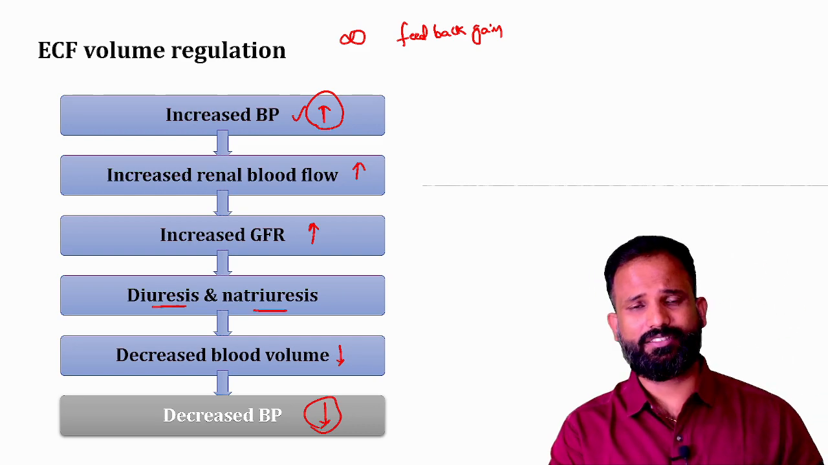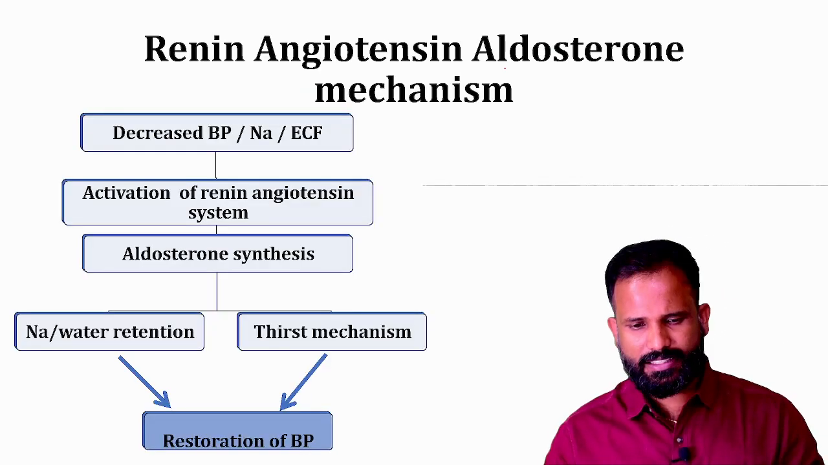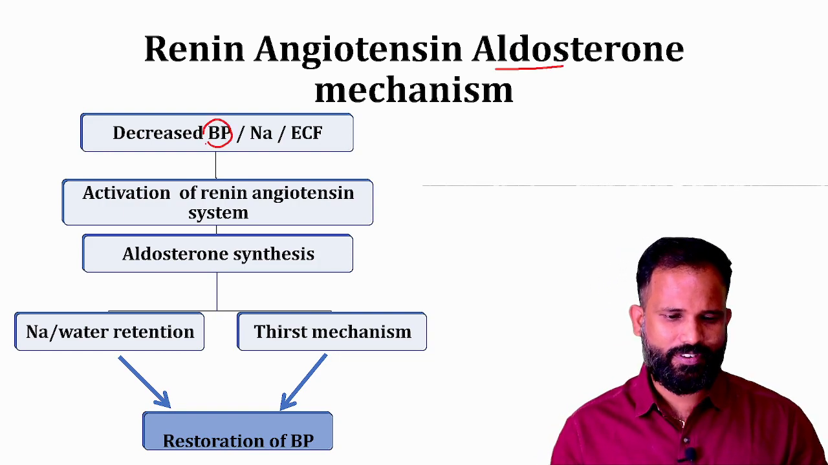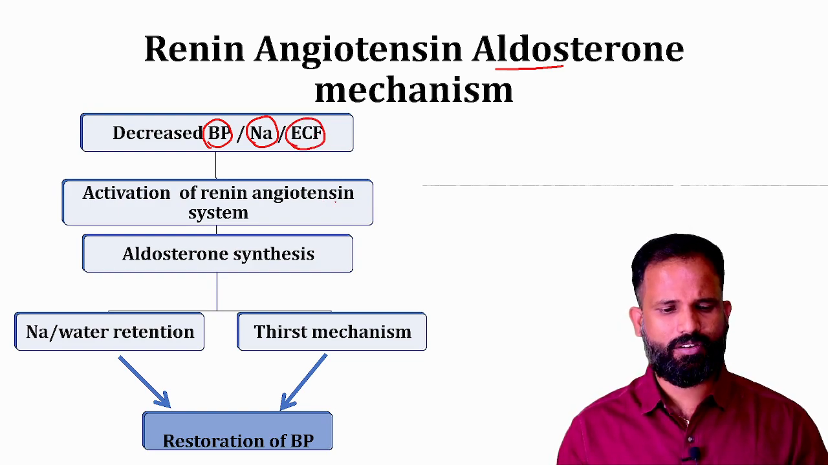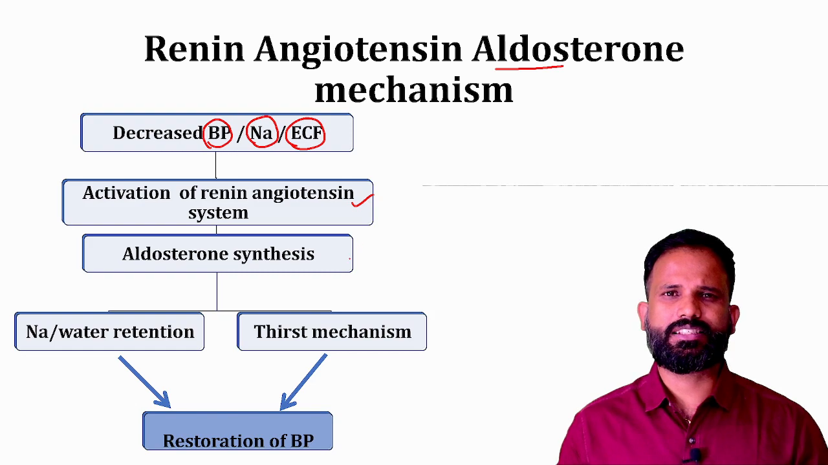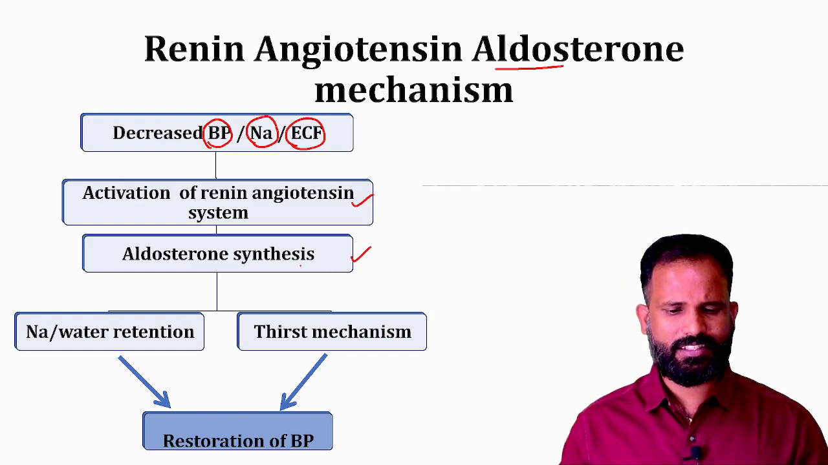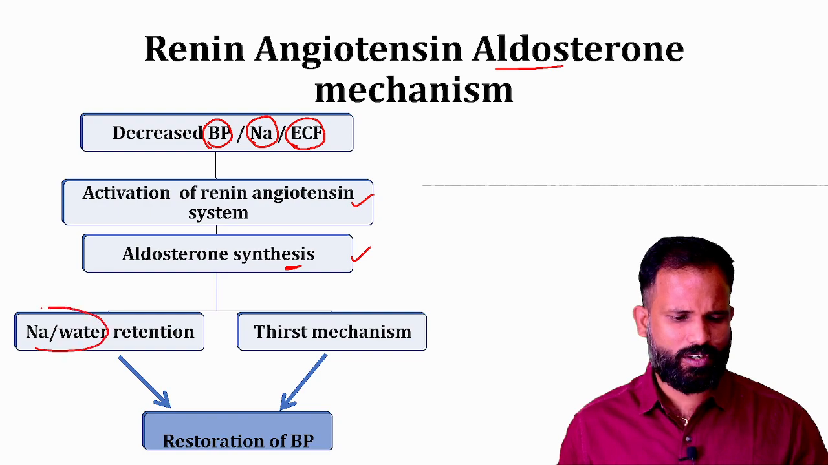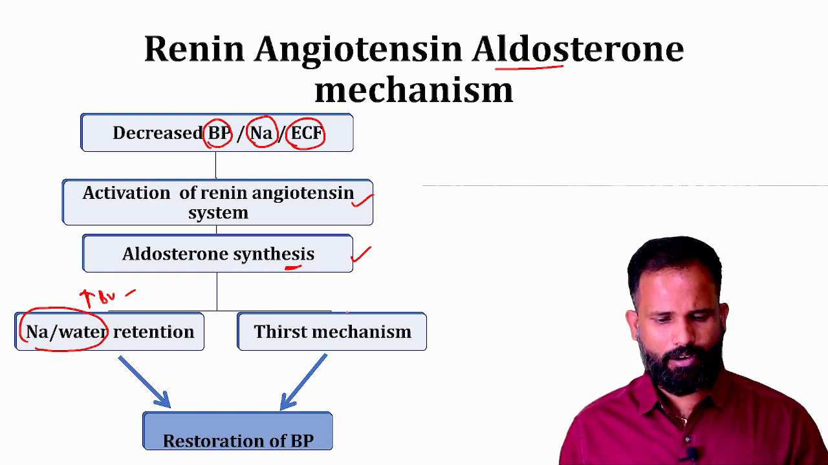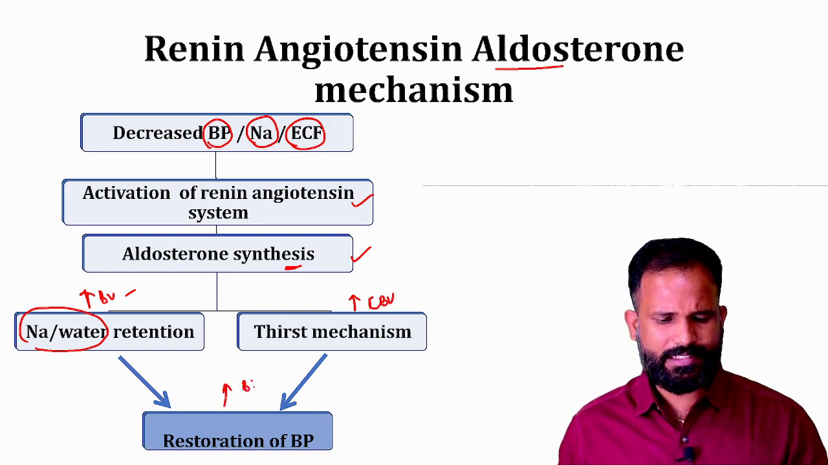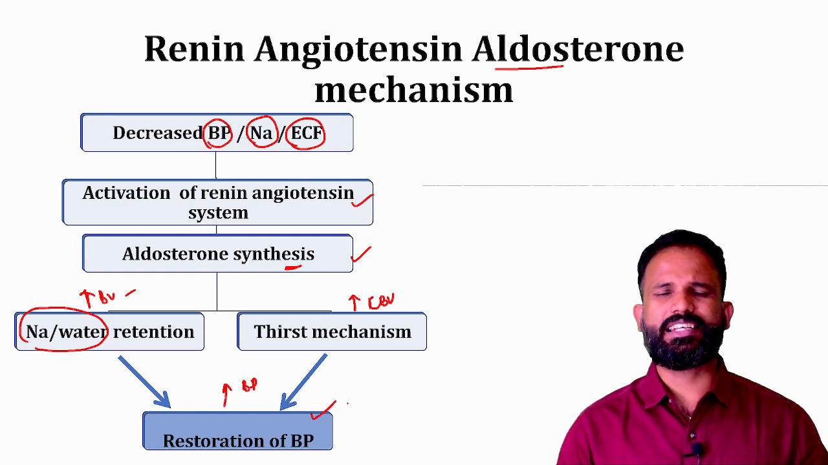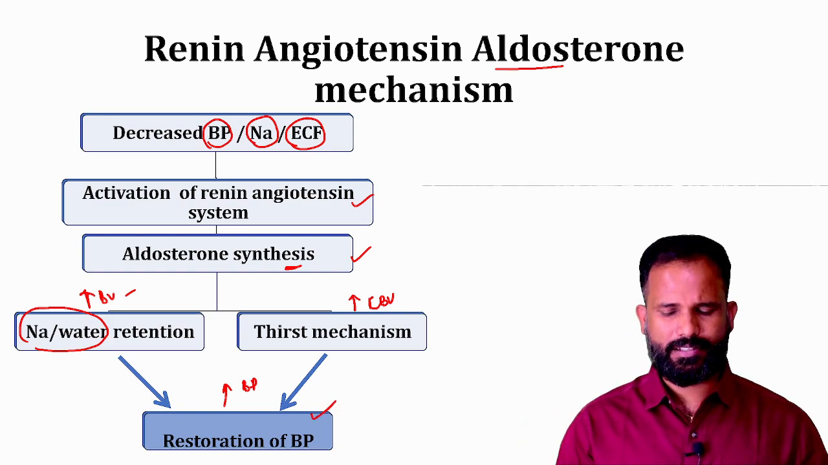And the other factor is renin-angiotensin. The final thing is aldosterone mechanism. So whenever the BP is lowered or extracellular sodium is lowered or ECF volume is lowered, renin-angiotensin system is activated. That causes aldosterone synthesis, and aldosterone causes sodium and water retention. So increased blood volume, so increased BP. And also it increases thirst mechanism, so increased intake of water, increased circulatory blood volume. So both will cause increase in BP, which restores the BP. So this is renin-angiotensin aldosterone mechanism.